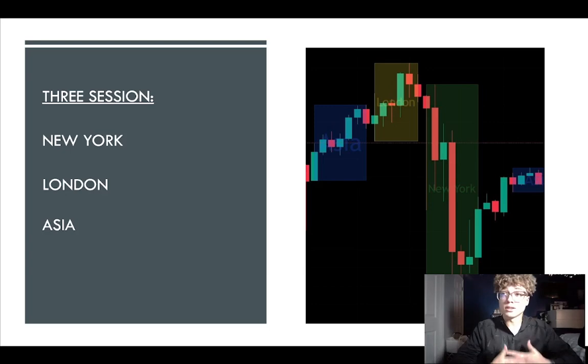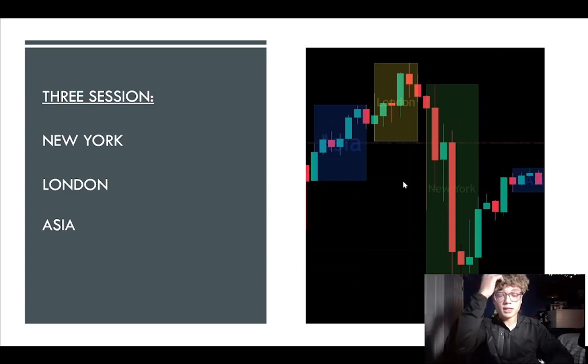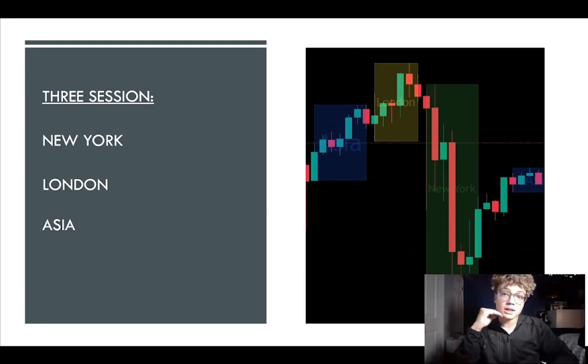If you live within the United States, I heavily suggest that you trade the New York session. The New York session, like you see here, has a lot more movement than every other session. That is a very common theme, I would say more than 9 times out of 10. It will happen regardless of what you're trading.